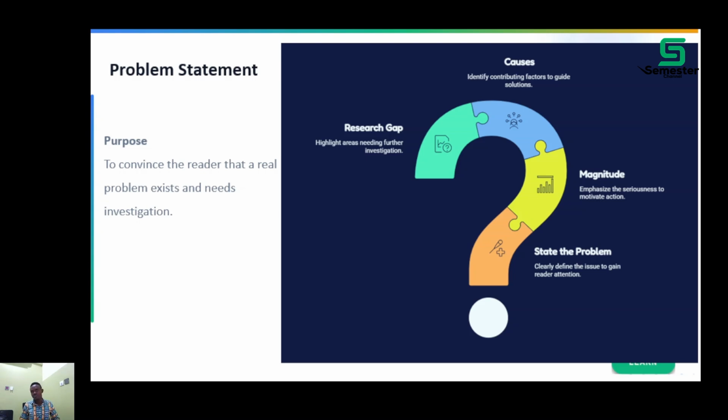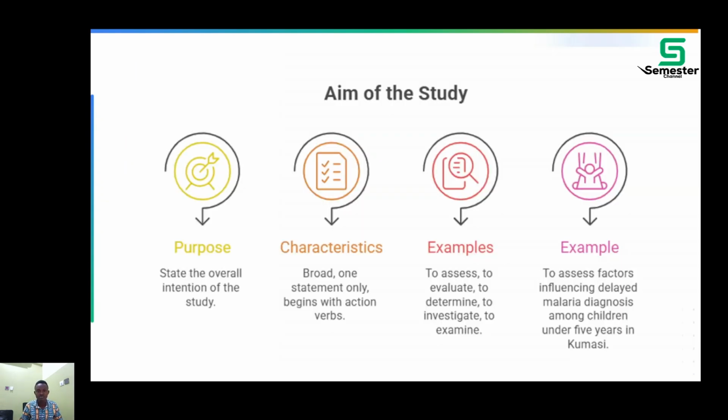Now, depending on the structure of your institution, from this it should lead directly into your objectives, but some would lead from the problem statement into the justification for the objective. In our setting, this is what we do: right from the problem statement, we get into your study aim. So what is the study aim all about?